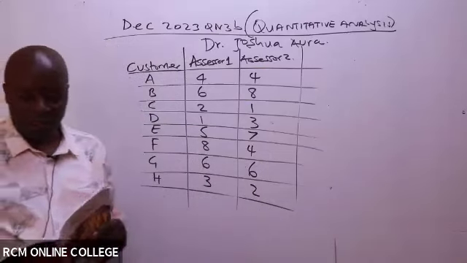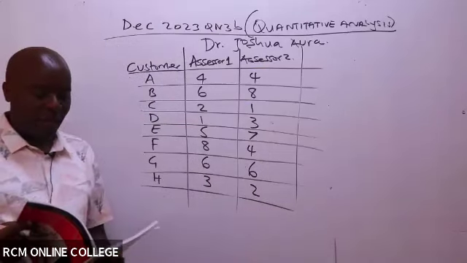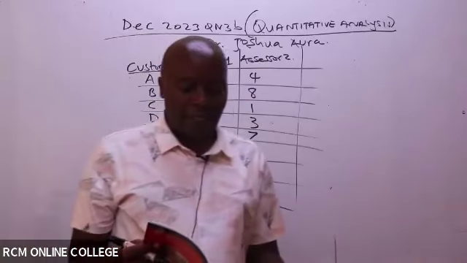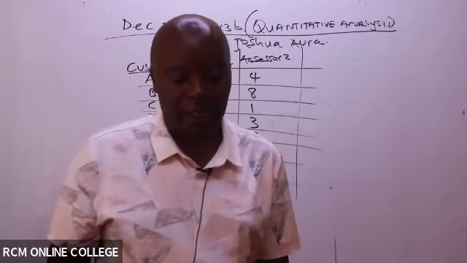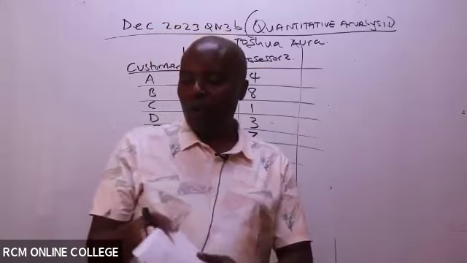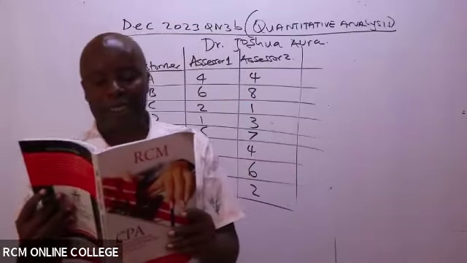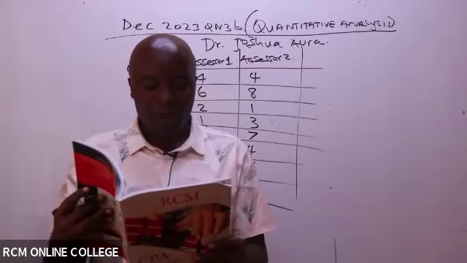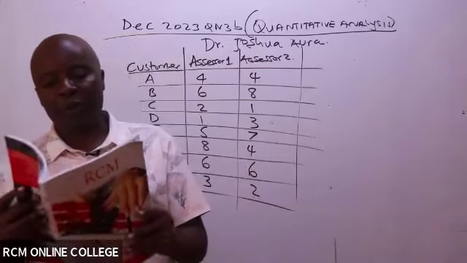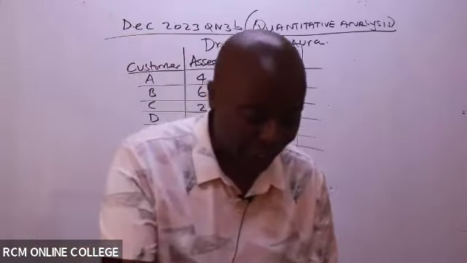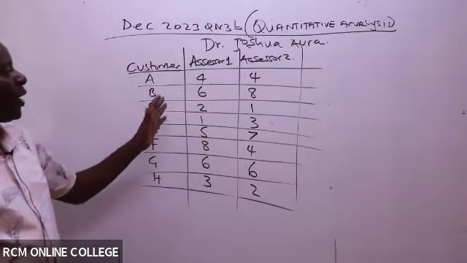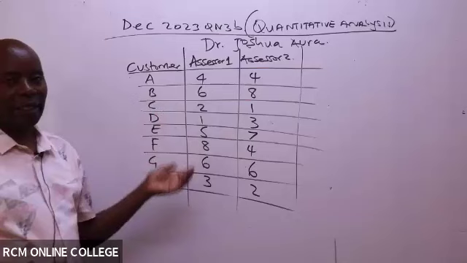Ladies and gentlemen, they want us to do something very easy. They want us to calculate the rank correlation coefficient of the 2 sets of rankings and comment on the results. For those of you who have got RCM's revision kits, you simply go to topic number 4, the first question there. So they want us to give them the correlation between the assessors' rankings.